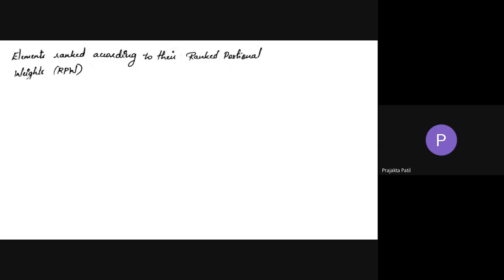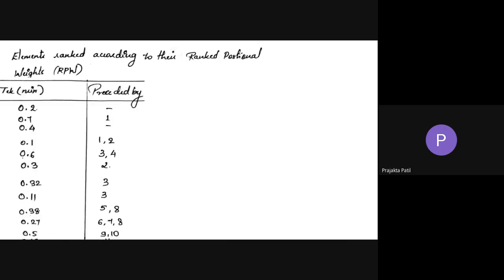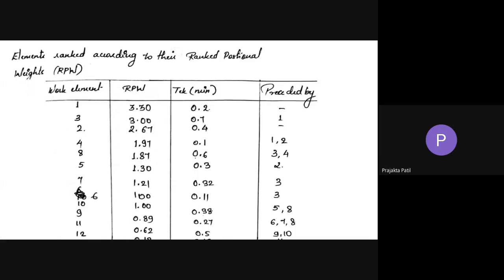Having done this, you have to next arrange all these RPW values in descending order in the table. So we already have this table given. As I said, this is the same problem that we are discussing. So we already have this column for work element. We have the column for TK values. We have the precedence column also. But here we are going to have an additional column of RPW.